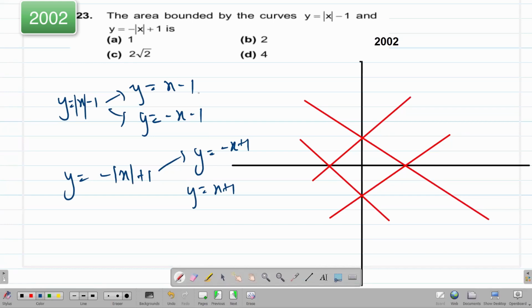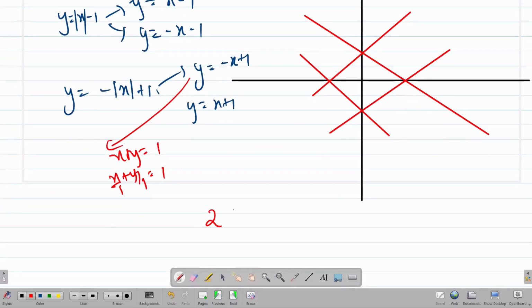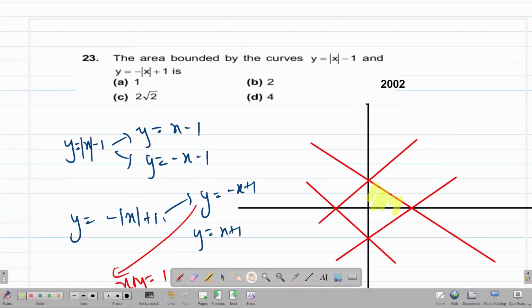Just resolve one line into intercept form. If I change this line into intercept form, this is x + y = 1. My x-intercept is 1 and y-intercept is 1 here. And we just put the values in my formula, that is 2 times x-intercept into y-intercept. So my area is here 2 square units. As we can see, the desired area is 4 times the area of triangle OAB, and the shortcut is 2 times x-intercept into y-intercept. So the answer is here 2 square units.